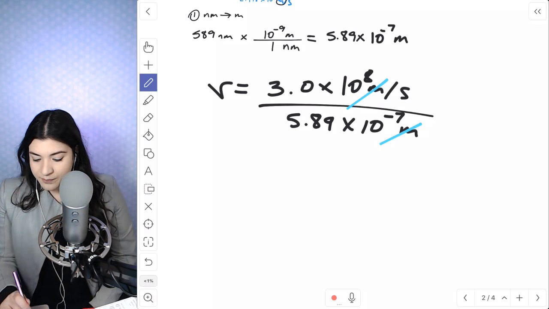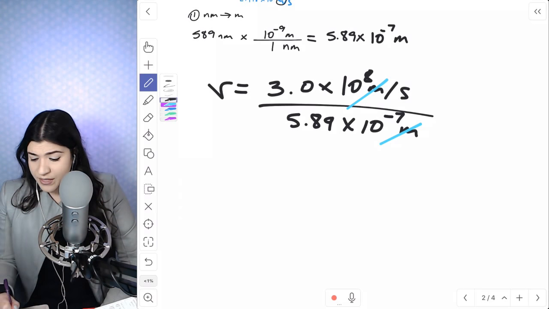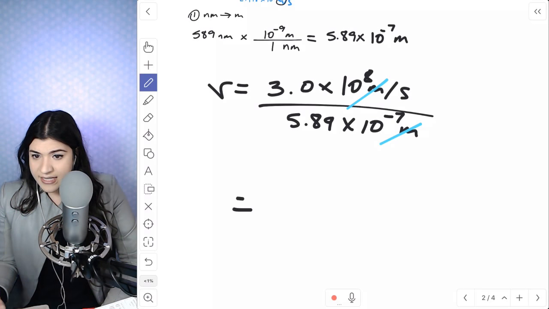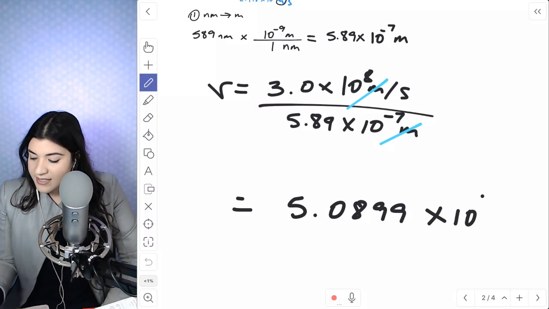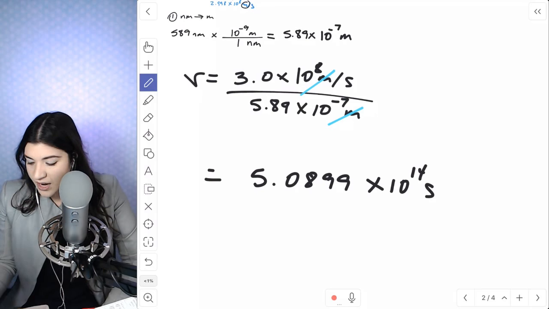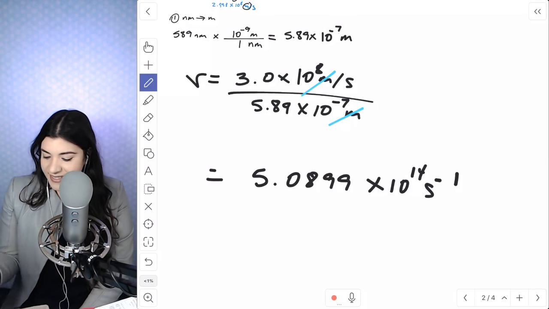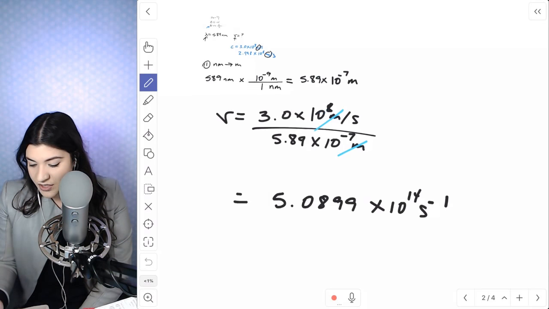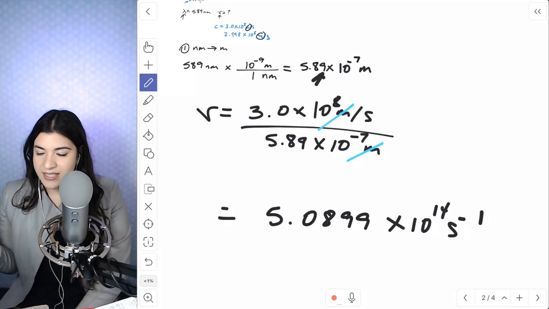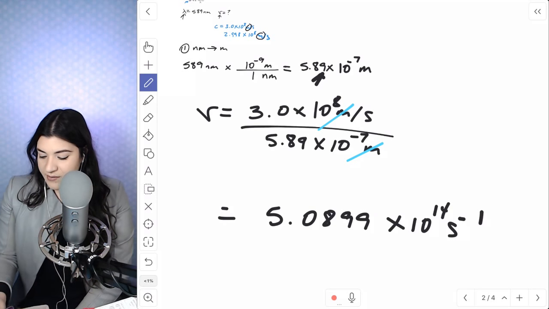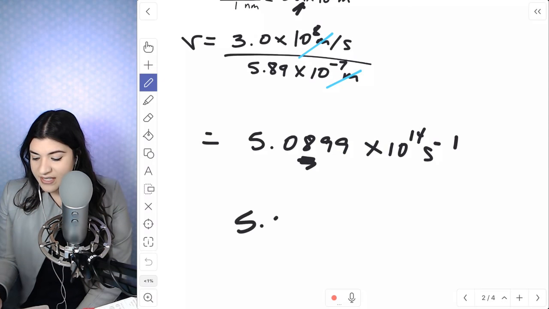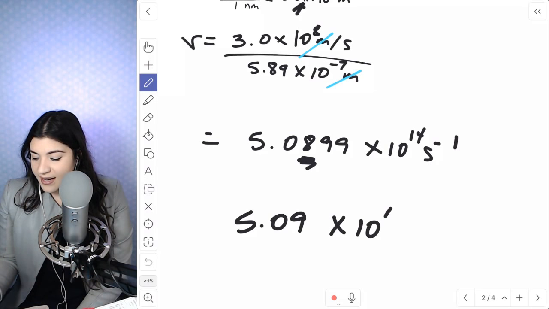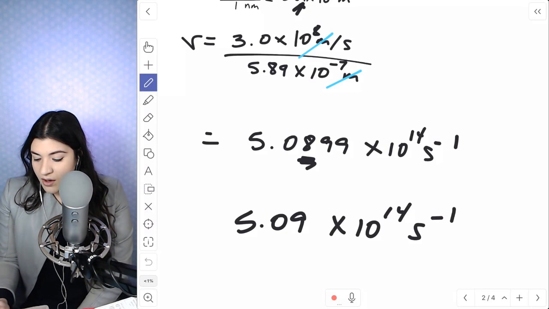So when you divide everything out, this would give us 5.0899 times 10 to the 14th seconds to the negative first. I would round to 3 sig figs in this case, since our initial question only provided us with 3 sig figs. 5, 8, 9. And then I'll round this, stopping right here, and I'll round up. So 5.09 times 10 to the 14th seconds to the negative first. That would be our frequency.